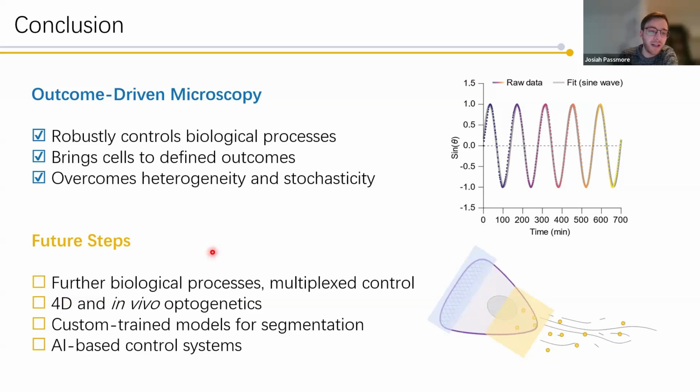Our lab is very interested in how we can use optogenetics in more 4D and in vivo type settings. So we're looking at how we can do optogenetics in, for example, organoids. We've set up some organoid systems where we can introduce optogenetic modules and look at how we can perturb stuff and gain control over those kind of systems. I talked a bit about the segmentation where we use Segment Anything, but there are some cases where we might need more custom trained models for the segmentation and for the image analysis. And I think one cool direction is also looking at AI-based control systems, so where we really go from the more classical type of control to a more machine learning type scenario.